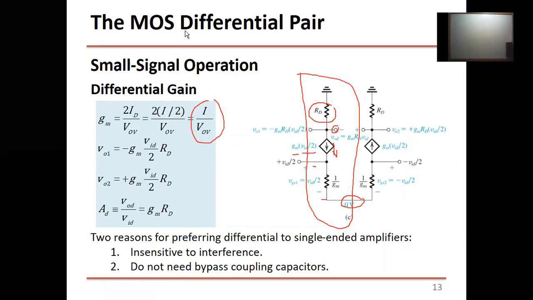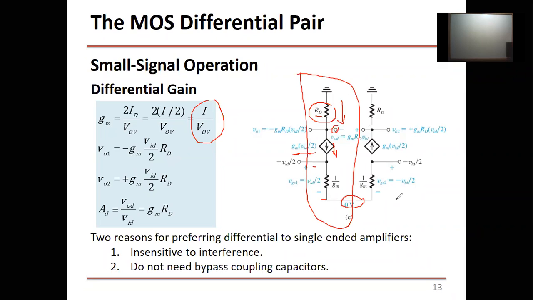So this current here is GM times VID over 2. Now we multiply this current by RD with a negative sign. Why negative sign? Because this is upside down, the current is going this way. I think we understand this; we did this many times, right? You have to multiply by a negative sign because the current goes this way, and we're measuring the output with this as plus. So it's minus GM VID over 2 times RD.